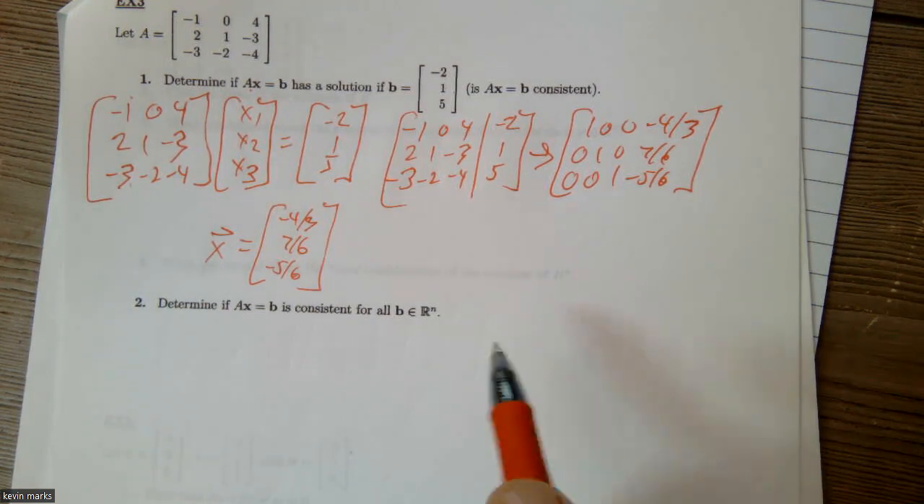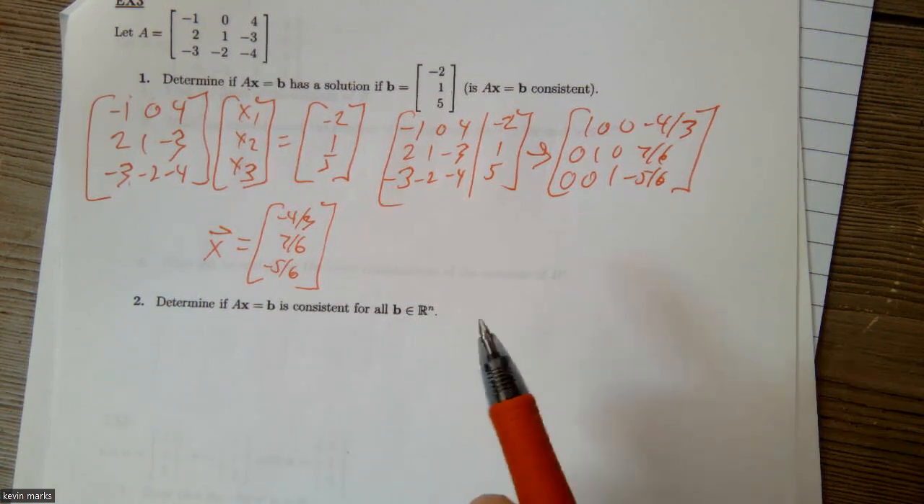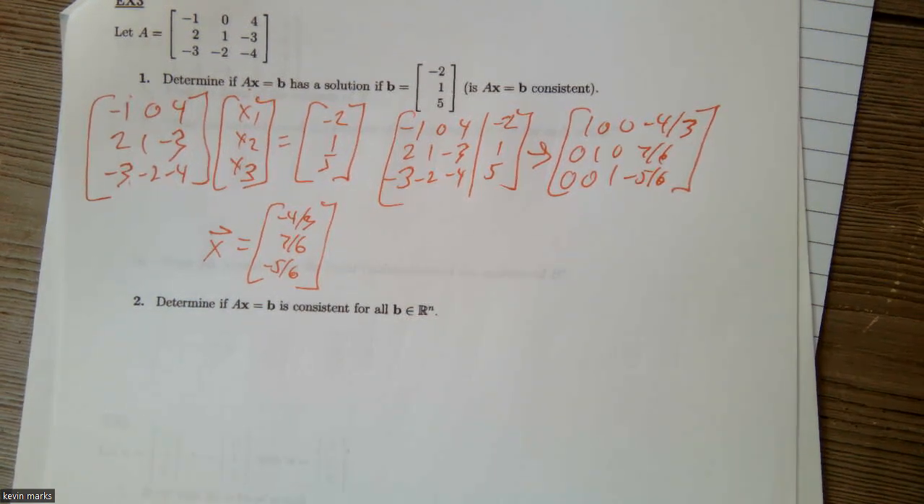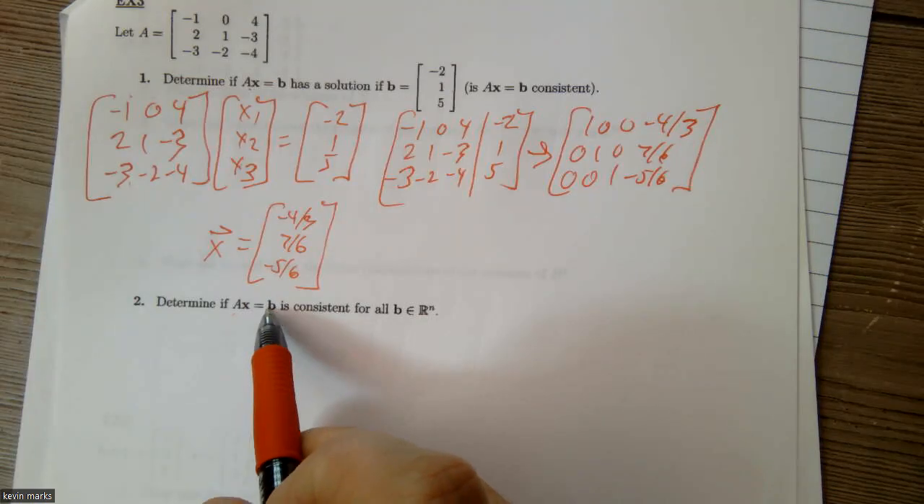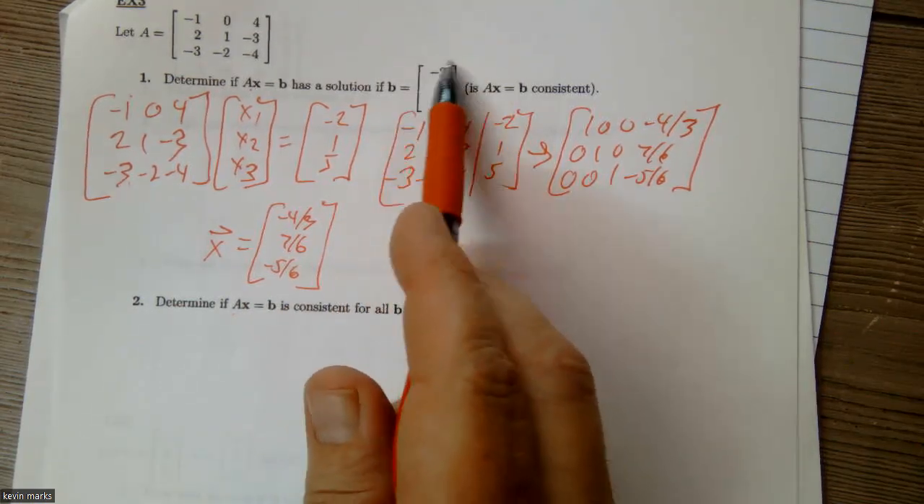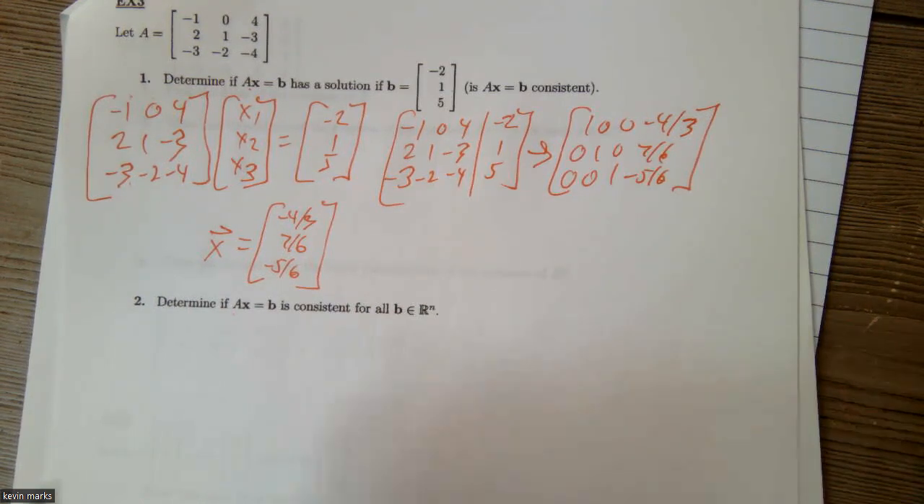So let's determine if Ax equals b is consistent for all b. Well, pause this video and ask yourself that. Do you think this would be true? Do you think for this A here, and no matter what b I pick, not this b, but any other vector in the world, will it always be consistent? Yes or no?